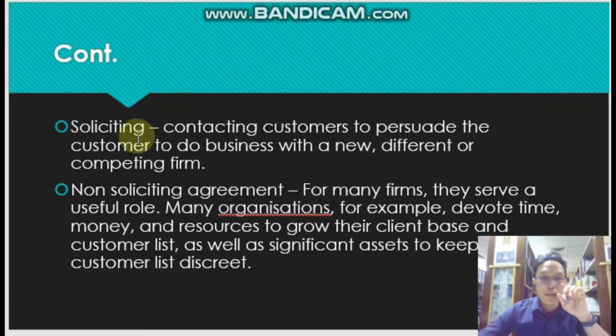So non-soliciting. Soliciting is contacting customers to persuade them to do business with a new, different operating firm. So a non-soliciting agreement is for many firms. They serve a useful role in many organizations. They devote time, money, resources, whatever they have, to make sure of the growth in their client base and customer list, as well as significant assets to keep the customer list discreet. This is important to protect their assets or the customer list.